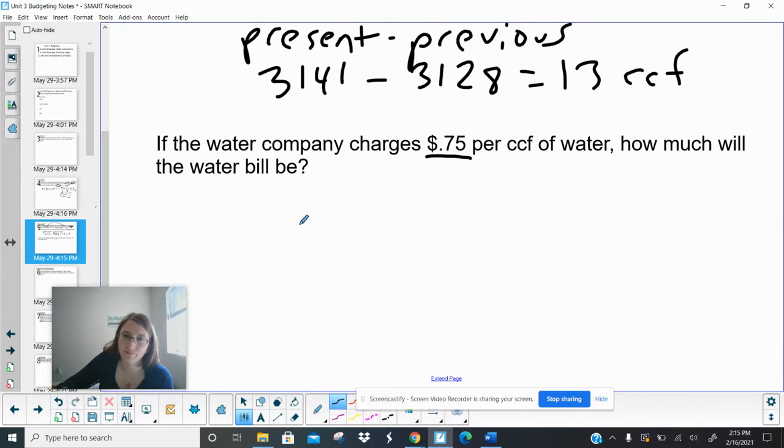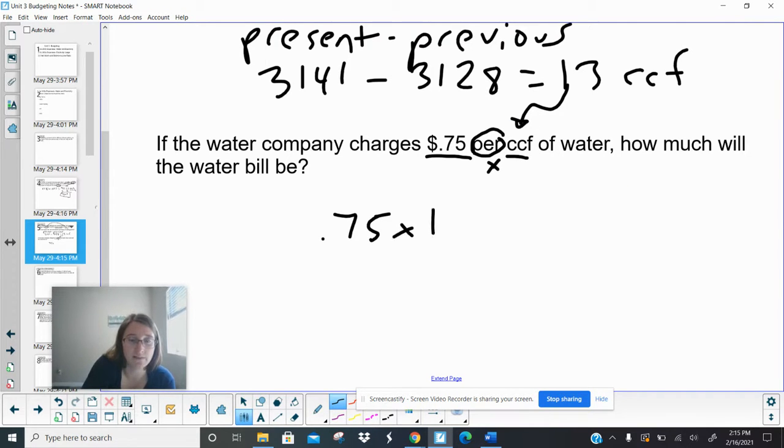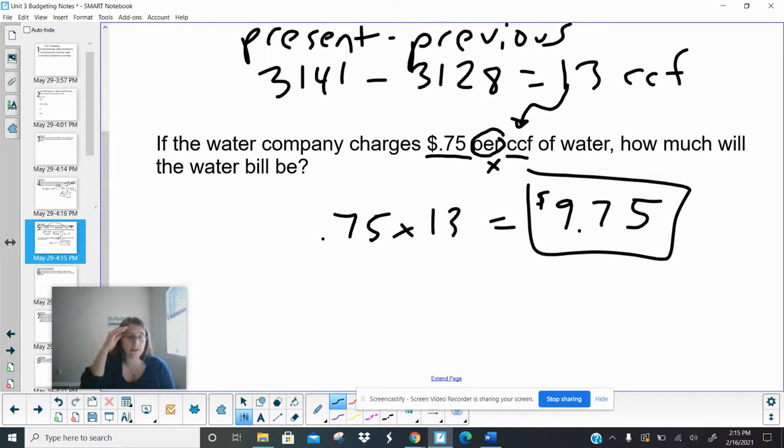What should we do? Well, again, per means to multiply. Per is a multiply word with CCF. And hey, we have 13 CCF. So 0.75 times 13. This is going to be the water bill. $9.75.